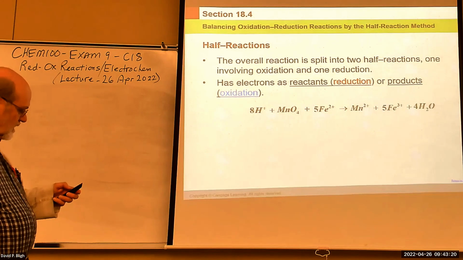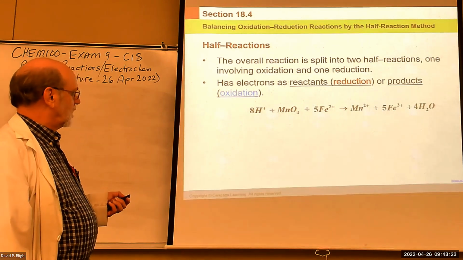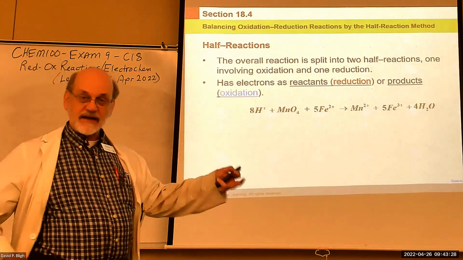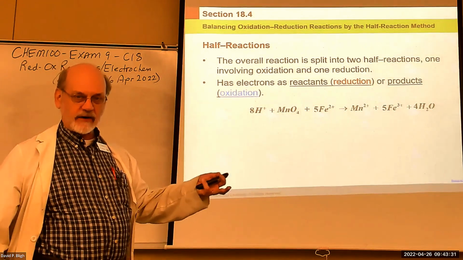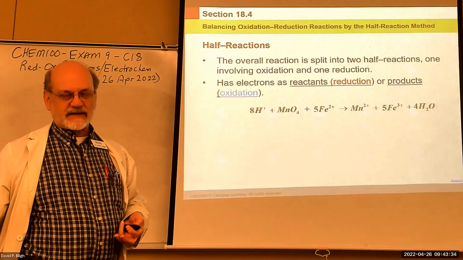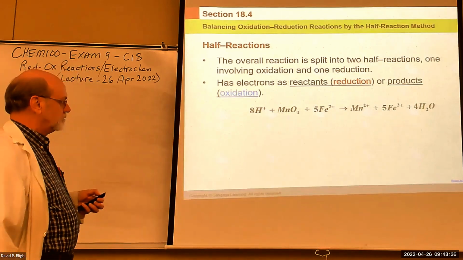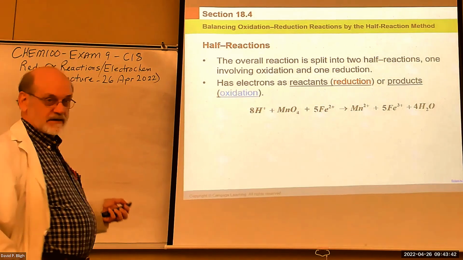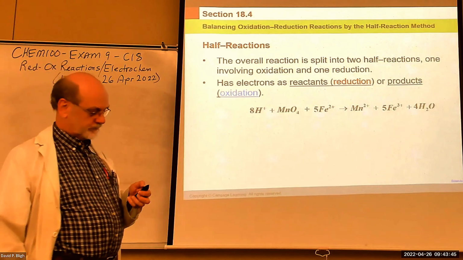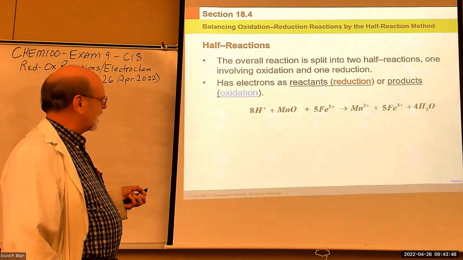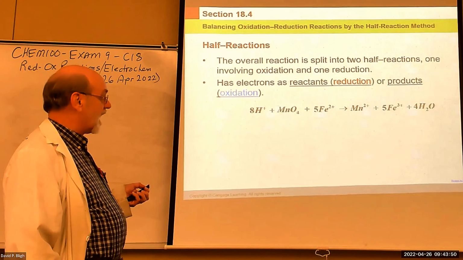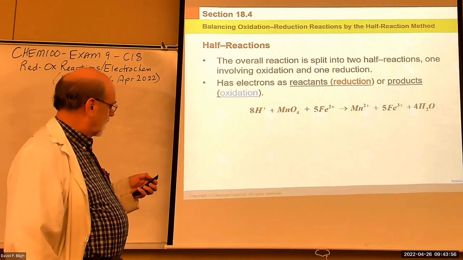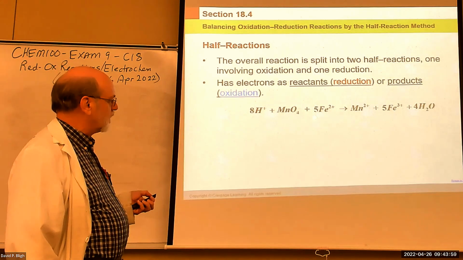Here's an example. Notice that we don't have a balance in charges on either side. This is like the tin example earlier, the tin and the iron example. We've left out the spectators. So what we have here is protons, which are probably from hydronium. And then we have a manganate, not an ion, but a manganese 4 oxide compound. And then we also have iron 2 plus.